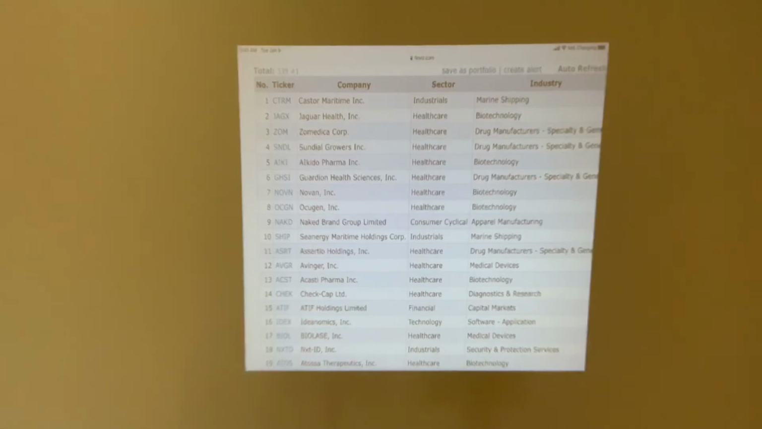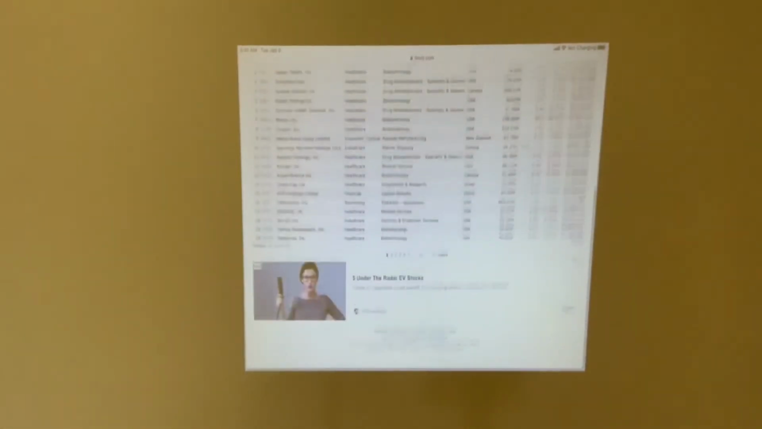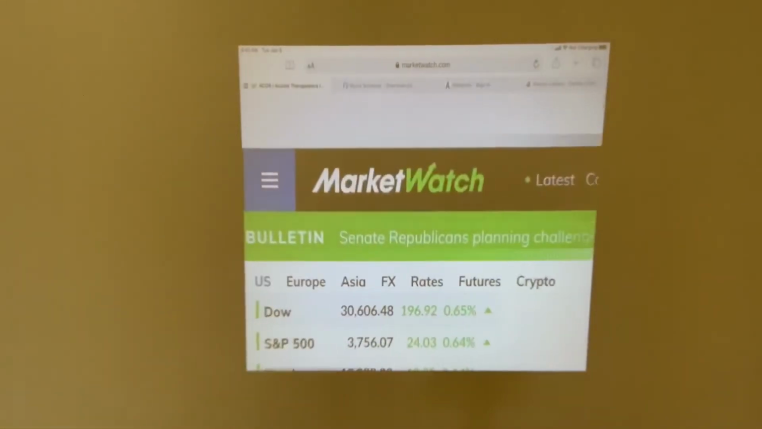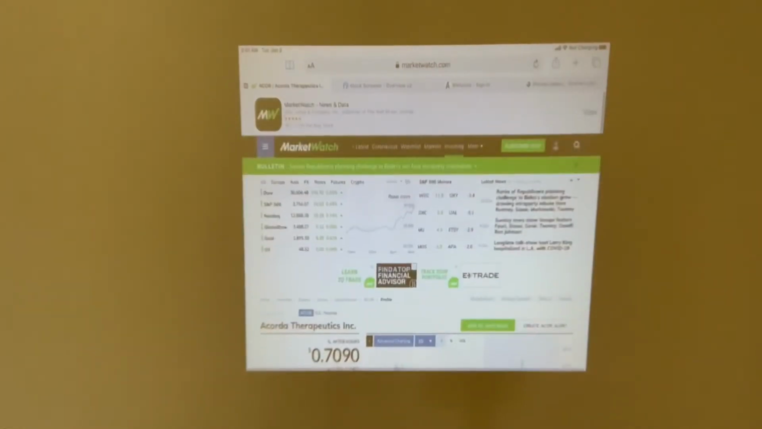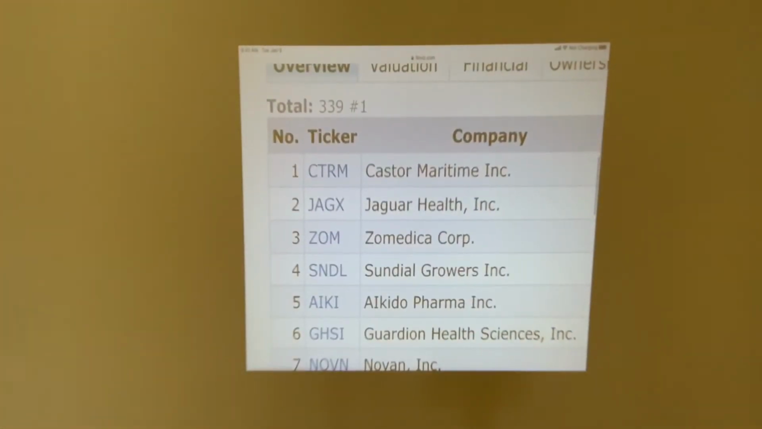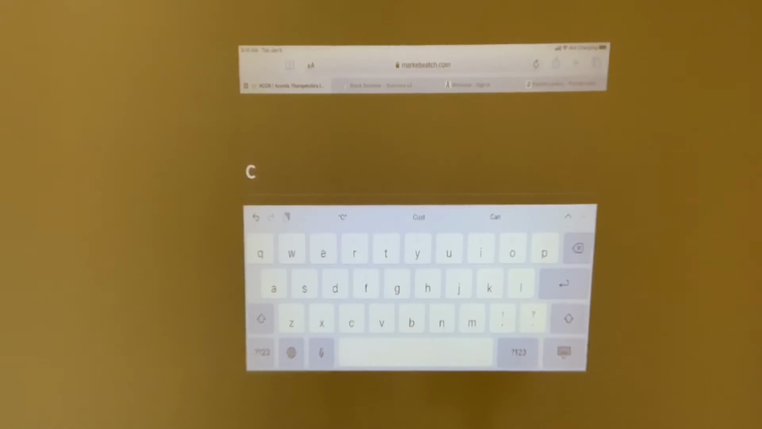So one of these indications, I'm going to show you what it is. Let's say this CTRM, we want to investigate this stock. The page you go to investigate is marketwatch.com. So you pick the stock from finviz.com and you go to marketwatch.com right here. Then you put in the search button on the top right side the code of this stock, which is CTRM. You see it right here, CTRM. You go to MarketWatch, type CTRM, and click enter.